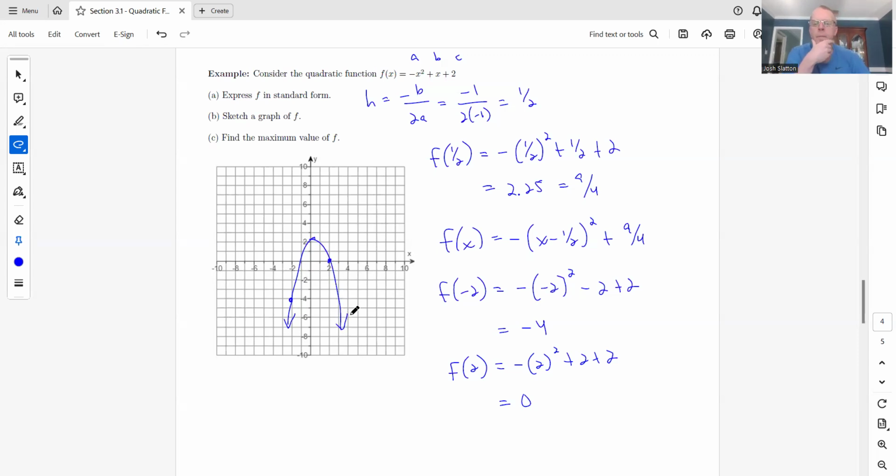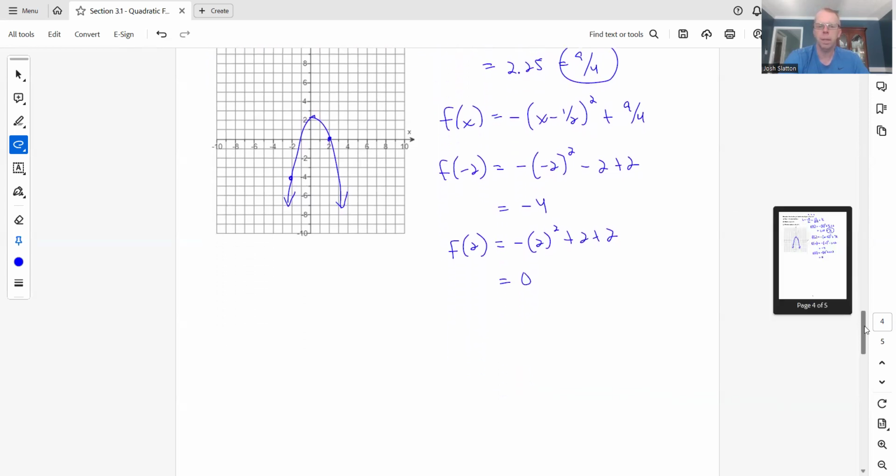But I think on WebAssign, this one's multiple choice, so you don't actually have to graph this one yourself. You just pick the right choice. It's pretty easy if you understand where the vertex is and which way it opens. And then this one would be our maximum value in this case.